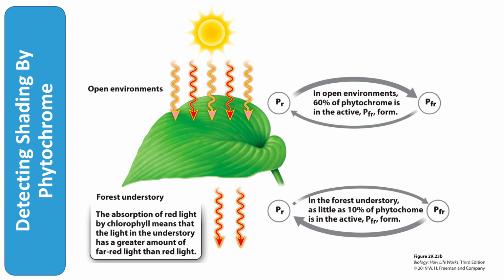As sunlight passes through leaves, the red wavelengths are absorbed by chlorophyll, but the far red wavelengths are not, and they're transmitted through the leaves. The ratio of red to far red light is therefore much higher under an open sky than in the shade. As a result, the proportion of phytochrome that is in the active PFR form is much greater in open environments than in the forest understory. Consequently, a seed in the shade that is not receiving much red light, but mostly far red light, is much less likely to germinate, as its phytochrome is more likely to be present in the inactive PR form.